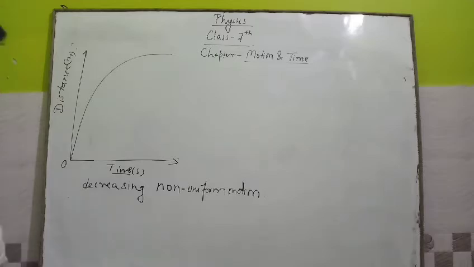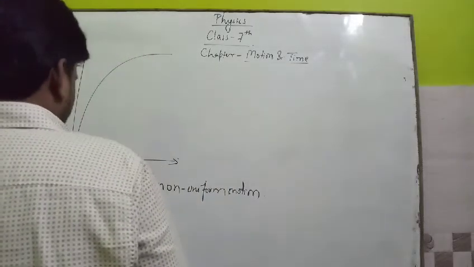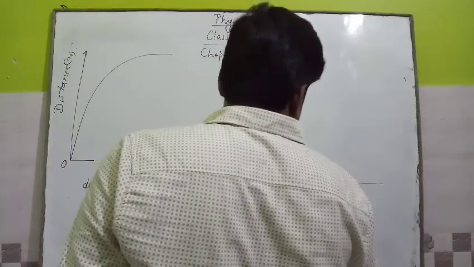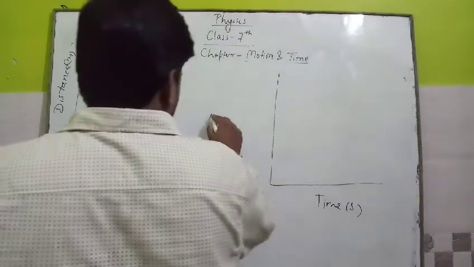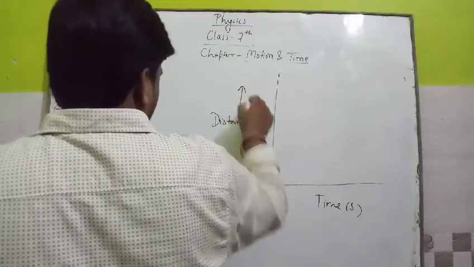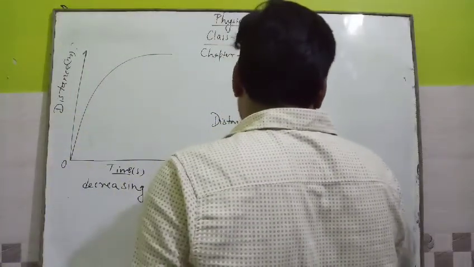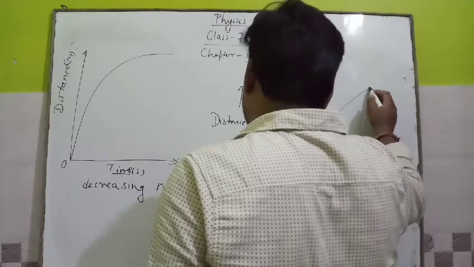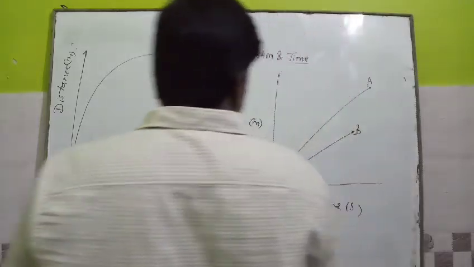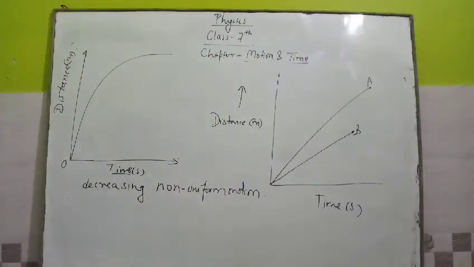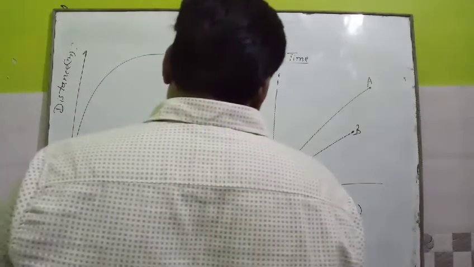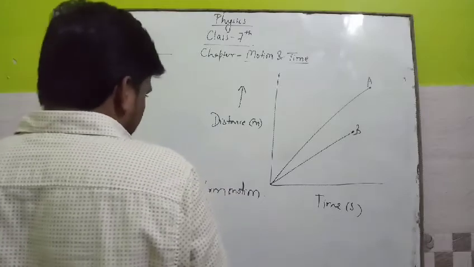Clear? And the next type of graph is like this. Suppose this is time in seconds and this is distance in meters. And the graph is like this. There are two slopes. The first slope represents A and the second slope represents B, meaning two objects are there. This is the distance time graph for two objects moving with uniform speed. A is moving faster than B.